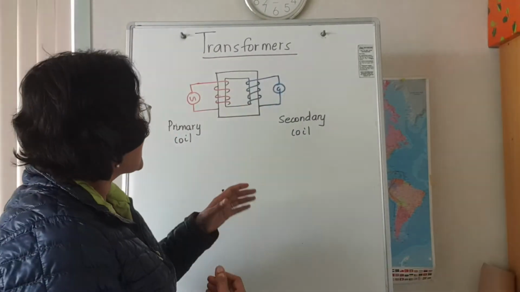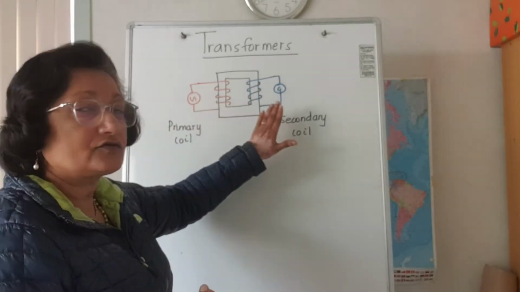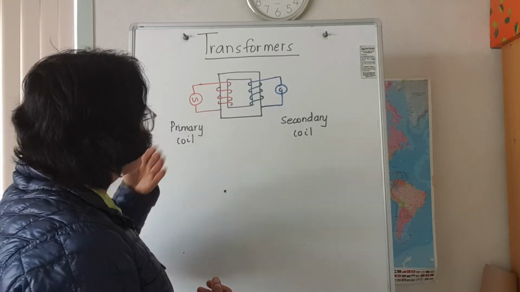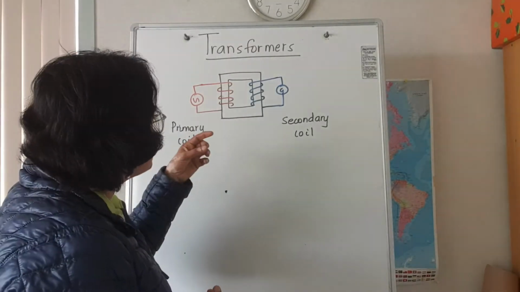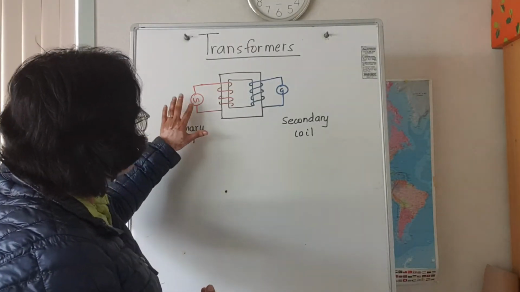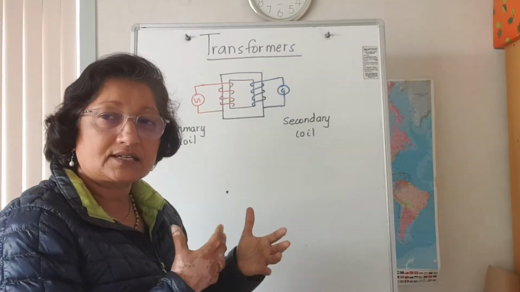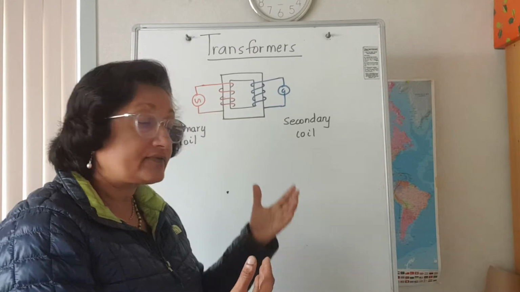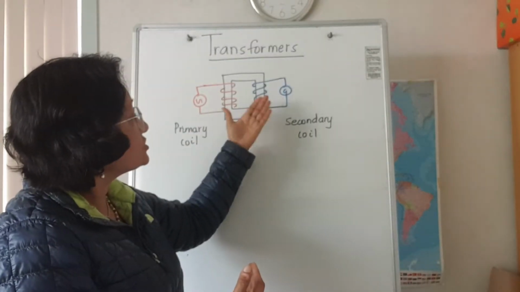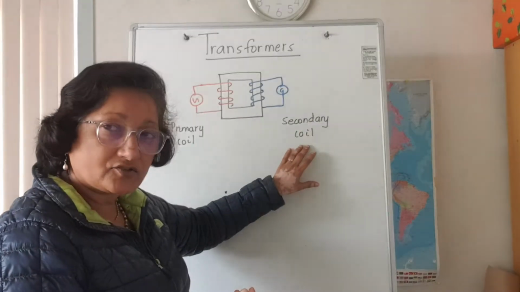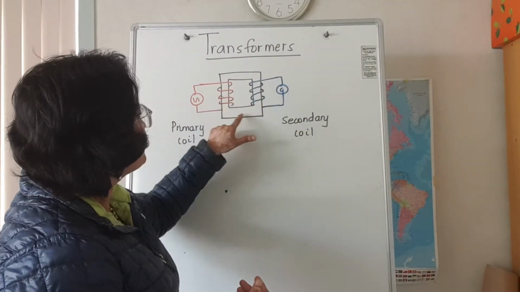So what is this transformer? Ideally it consists of two sets of coils. One is called the primary coil and the other is called the secondary coil. The primary coil is the one with an alternating current, so a constantly changing current and therefore changing flux, and that induces a voltage around the second coil, which is called the secondary coil.